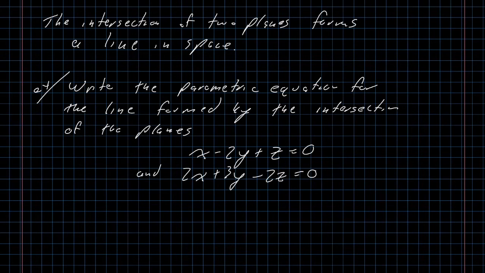All right, so as an example, let's take a look at this situation. I want to find the parametric equation for the line formed by the intersection of the planes x minus 2y plus z equals 0 and 2x plus 3y minus 2z is equal to 0.